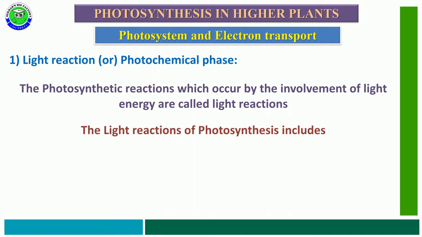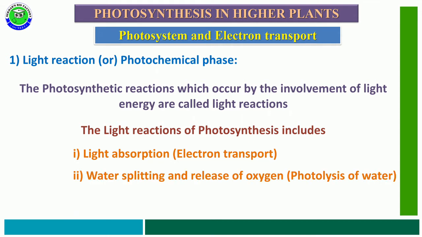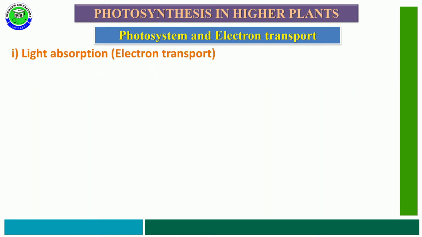These light reactions include various steps. Light absorption, which is also called electron transport, is the first. The second step is water splitting and releasing of oxygen, called photolysis of water. And the third step is photophosphorylation. In this, the first step is light absorption that leads to electron transport.